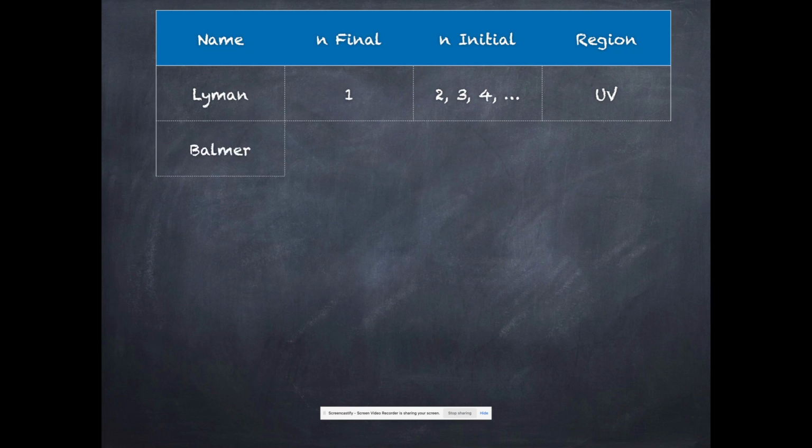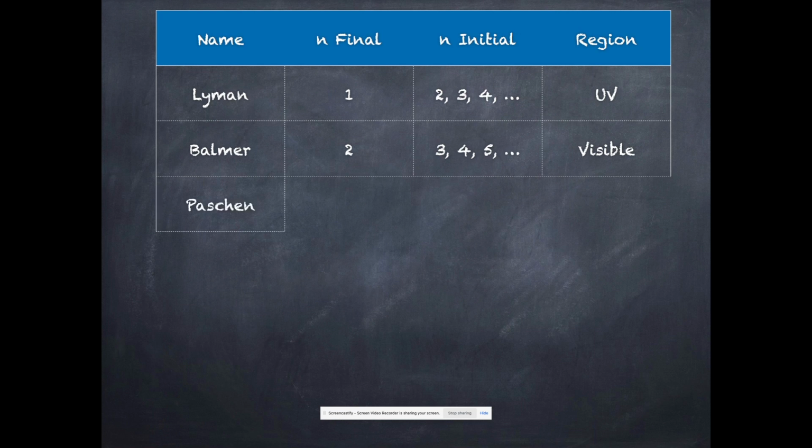Now, we already know about Balmer, and it turns out that n final for Balmer was 2, because 2 squared gives you 4, and that's where that 1/4 came from in his equation. The n initial would be 3, 4, 5, etc., like we showed before, and we already said this is in the visible light part of the spectrum.